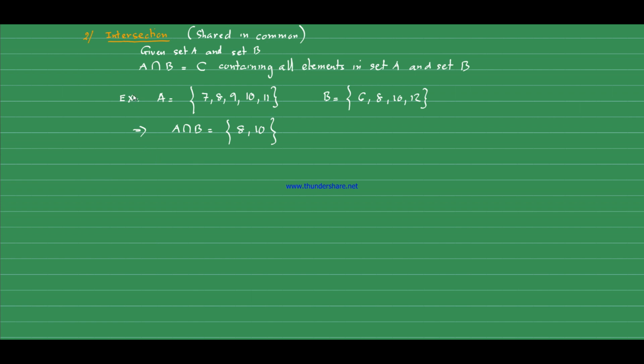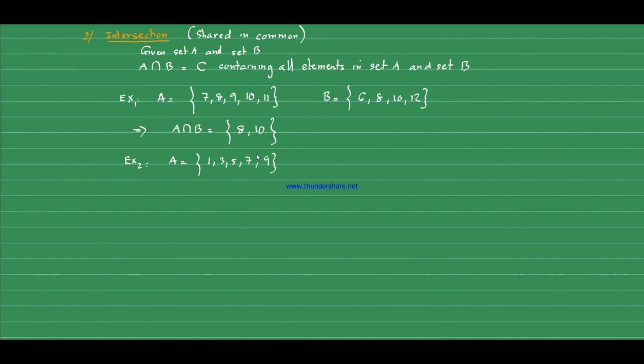Now, what if I find the intersection between sets, and let's say I'm going to have a set A here: 1, 3, 5, 7, 9.